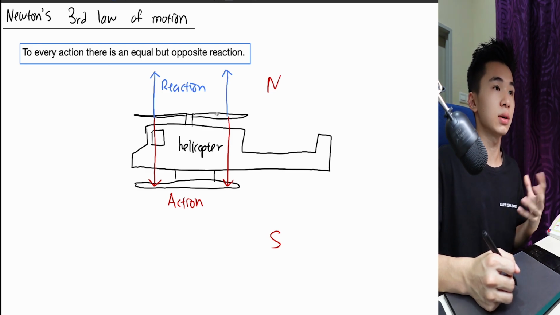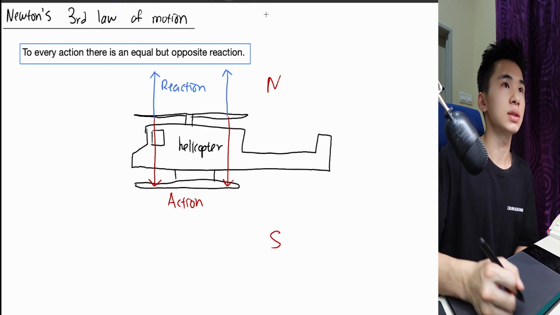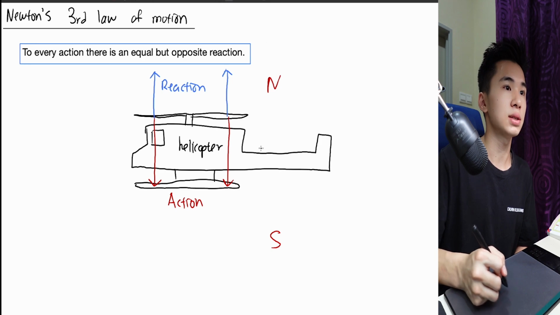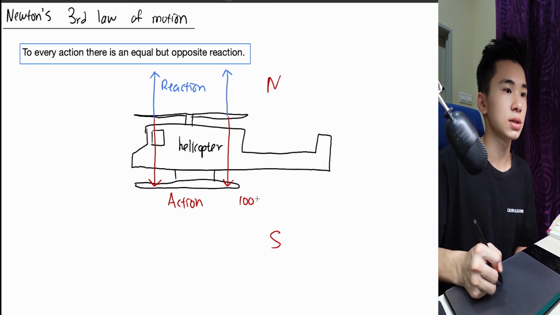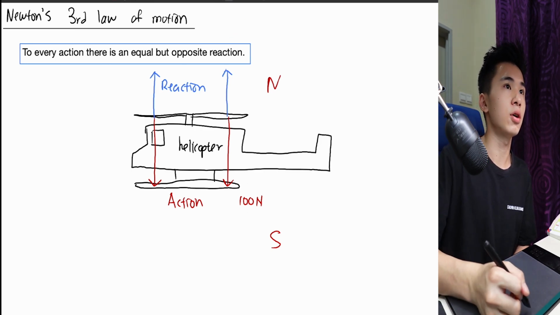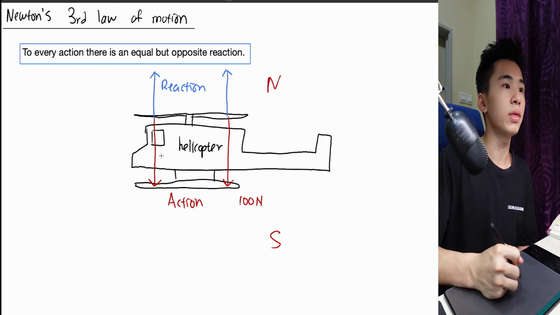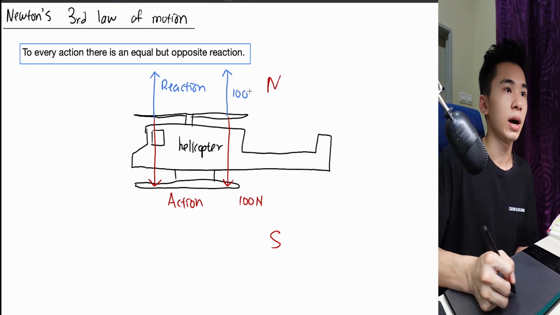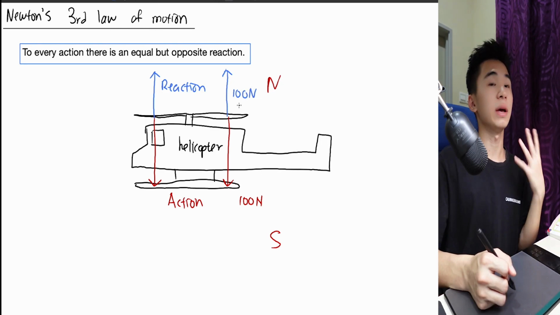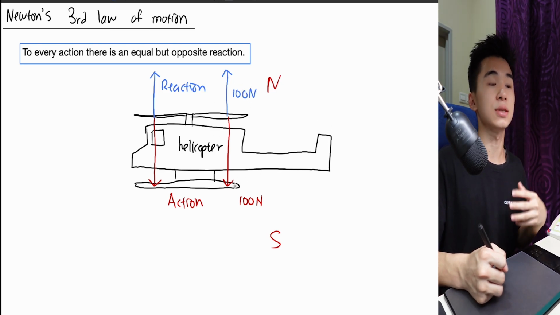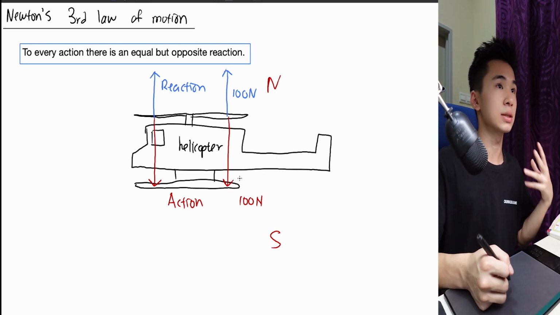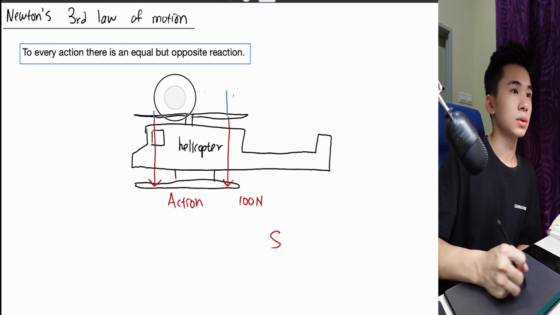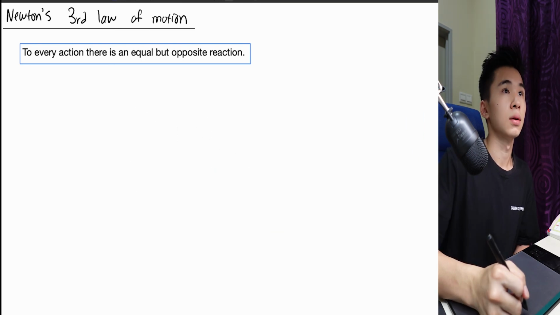If this helicopter drags 100 newtons of force downwards like this, 100 newtons of force to our south direction, and at the same time the reaction force is going to pull this helicopter upwards 100 newtons like this. But in reality, the forces are not going to be that low, they are going to be far larger. So I'm just going to erase this.